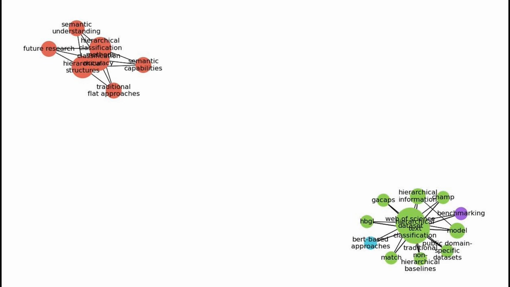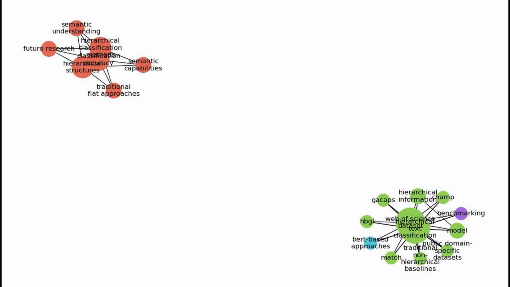For example, while BERT-based approaches showed superiority in the Web of Science dataset, the improvements gained from match and champ losses were minimal or even negative. This suggests that simply integrating hierarchical information isn't always straightforward. It requires careful consideration of how that information is utilized within the model.